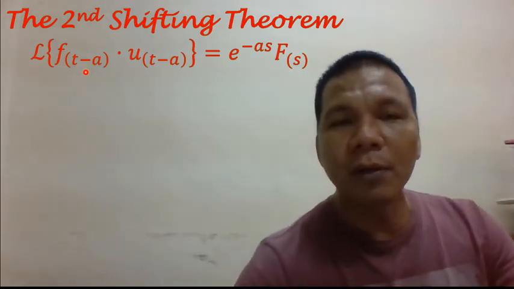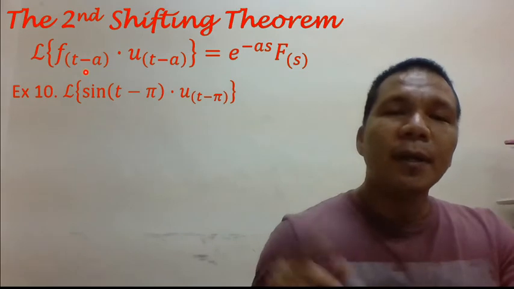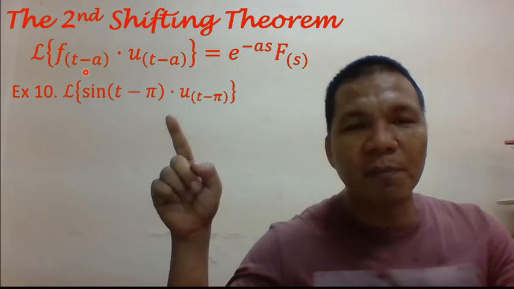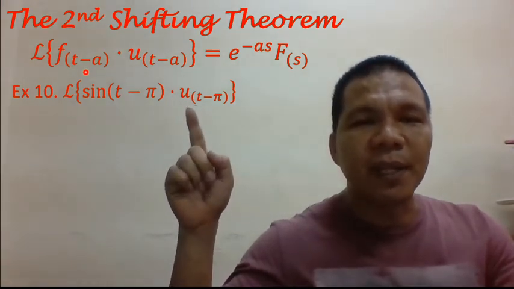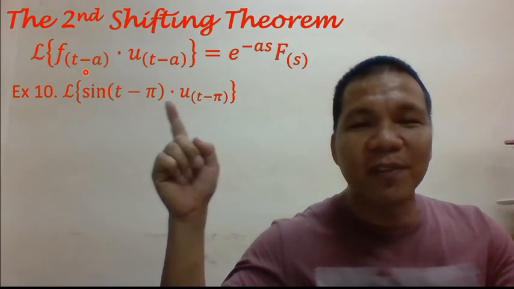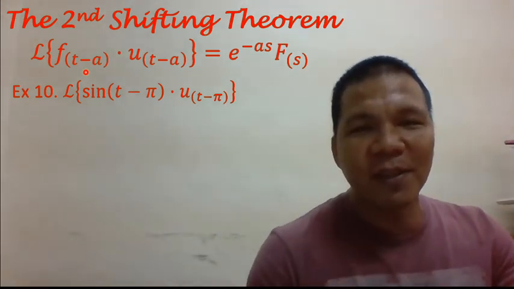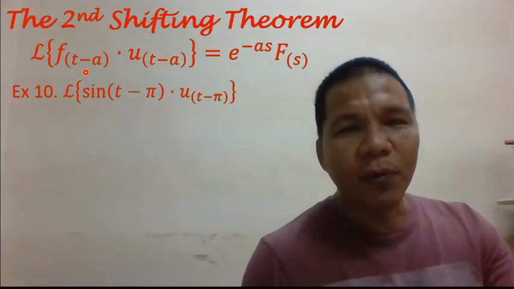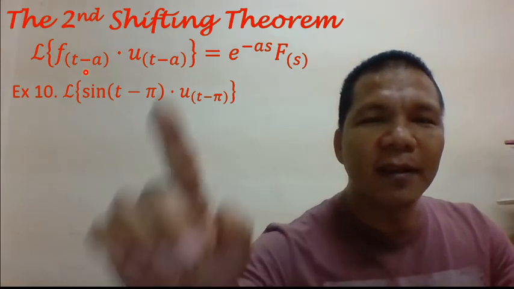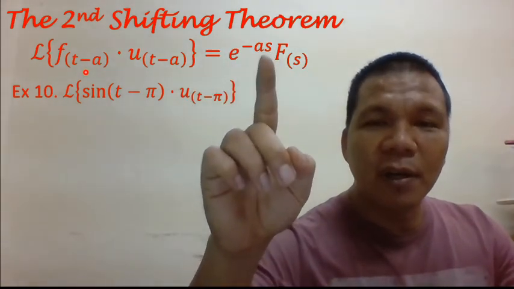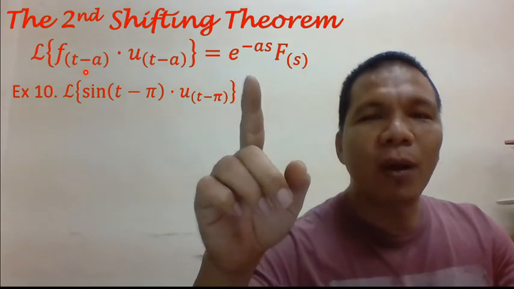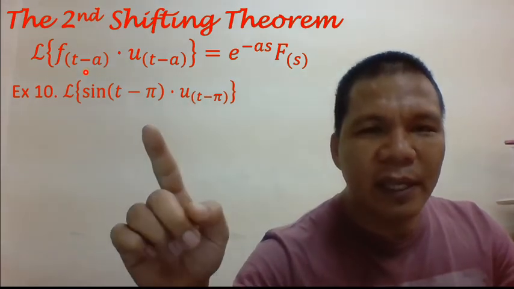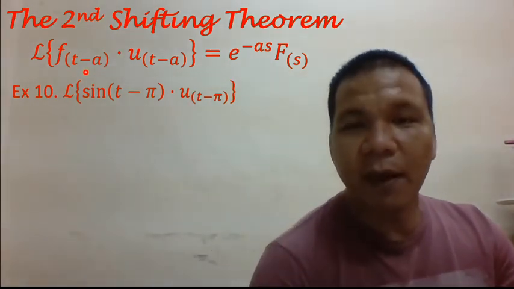But for now, I will give you some problems. We will try to solve the Laplace transform of sine t minus pi multiplied by u sub t minus pi. Take note, the amount of shift here is equal, so that's not a problem. If the amount of shift is equal, then we will identify what is your a, as indicated in your equation, what is your f of t minus a, what is your f of t, and finally what is your f of s.